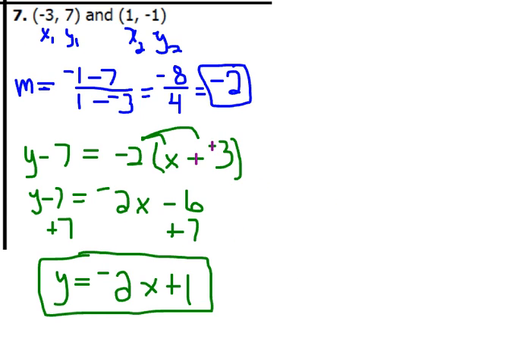Okay, one more example. Here we have 2 points again, -6, -7, and 3, -4. So remember, we're going to start by figuring out what our slope is, because a point slope formula requires that we know what our slope is. So that's that. M equals y sub 2 minus y sub 1, x sub 2 minus x sub 1.